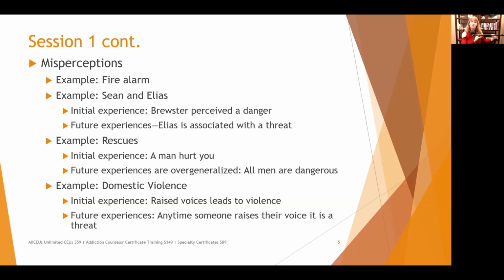But that initial experience was based on faulty information. There was no need to get all upset about it for Brewster, but he didn't understand that. And there are lots of other examples you can do. And I encourage you with your group to go through situations and talk about times that they've had where they got all upset over something and realized, oh, there was nothing to get upset about.